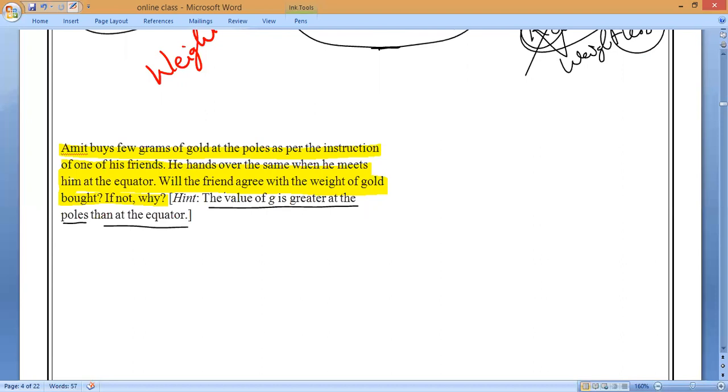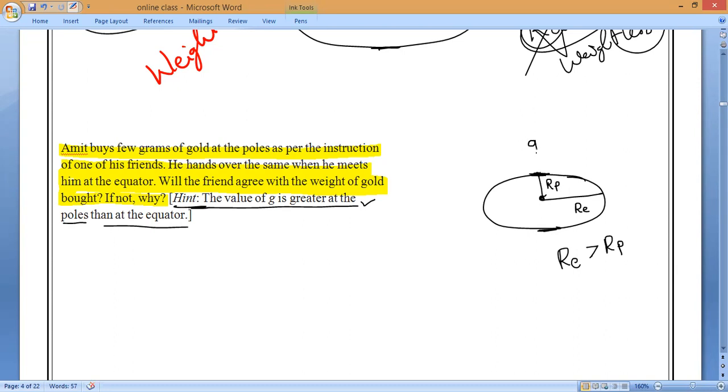Weight of gold, the answer. What is the hint given? Read the hint, everyone. The value of g is greater at the poles than at the equator. Make a small diagram, and you can say that at the poles it will be like a normal plane surface. From the center, this is RP, the radius at the poles, and this is RE, the radius at the equator. Which is greater? The radius at the equator is greater than the radius at the poles.